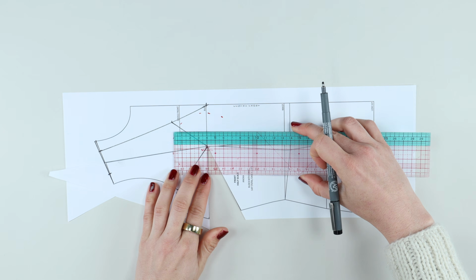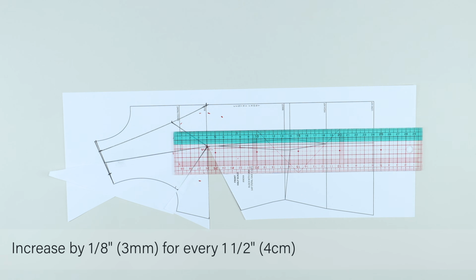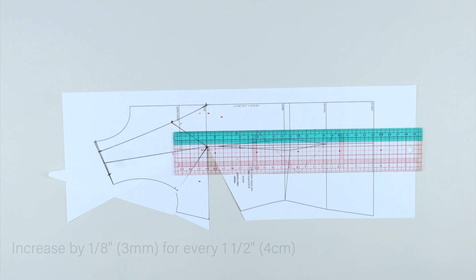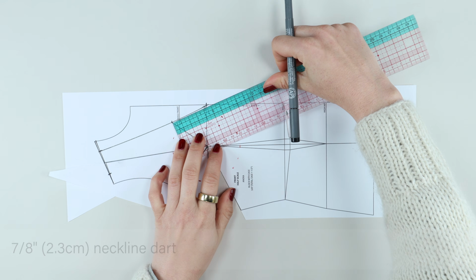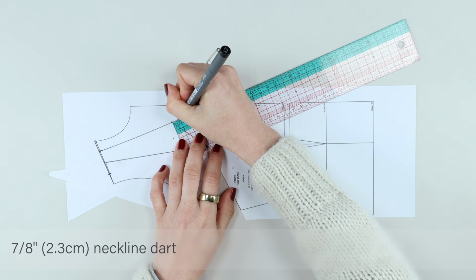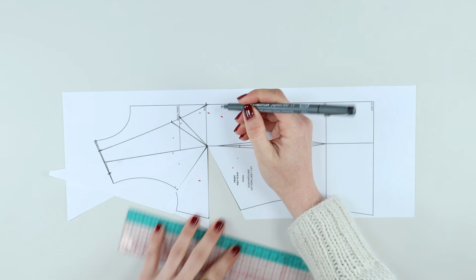However, if the base of your neckline is a lot lower than the top of your bust radius, you may need to increase these figures. For an approximate rule, increase the dart width by 3 millimeters, 1/8 of an inch, for every 4 centimeters, 1.5 inches distance between the top of the bust radius and the base of the neckline. My neckline dart measured 2.3 centimeters, 7/8 of an inch, and this worked perfectly for me. I did not need to make any adjustments in my sample.